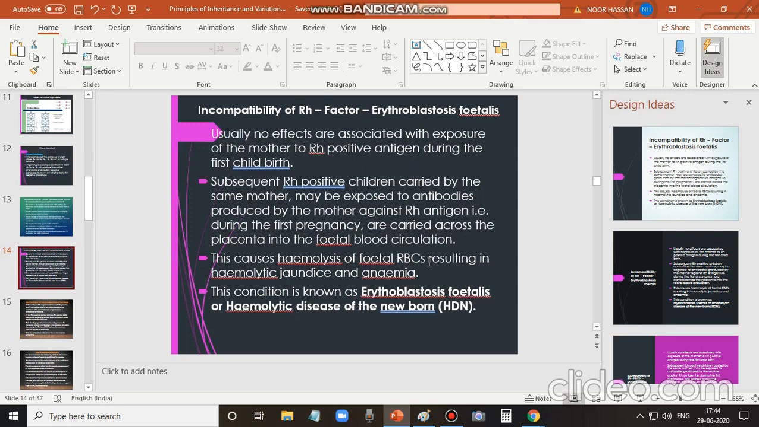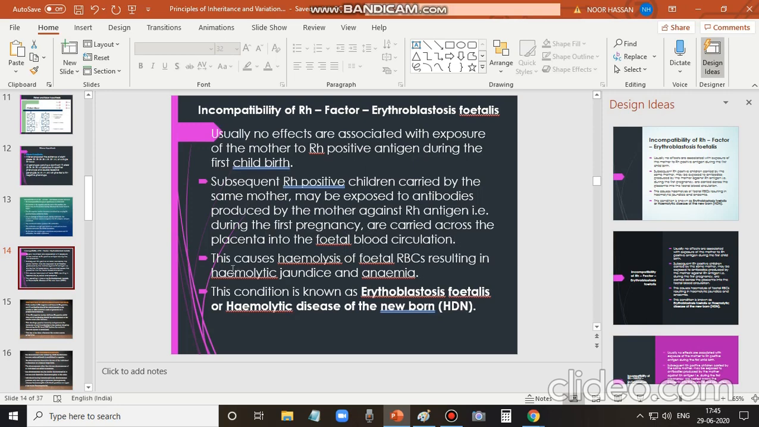Please try to understand: these are the antibodies produced by the mother during the first pregnancy in response to the Rh antigen of the fetus, now present in the blood of the mother. These antibodies are carried across the placenta into the fetal blood circulation. This is what happens during the second pregnancy.